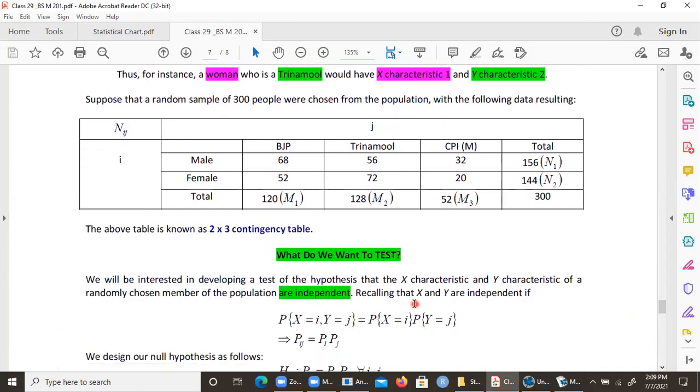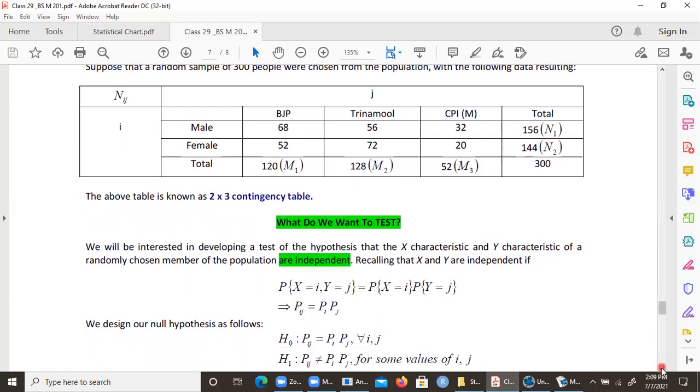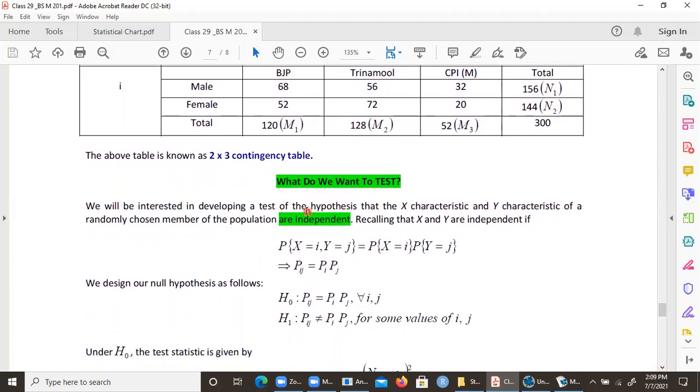Contingency tables are often used in the chi-square test. It is called a 2x3 contingency table because the order of the matrix is 2 by 3. In general, you can consider a contingency table of any order; it can be square or rectangular. What do we want to test? That is an important question. We want to develop a test of the hypothesis that the X characteristic and Y characteristic of a randomly chosen member of the population are independent.